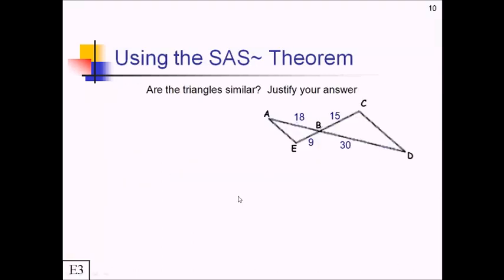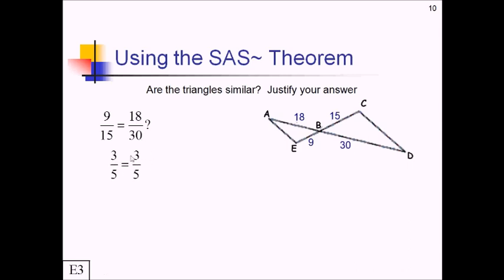Pause the video now and see if you can prove that these two triangles are similar. All right, let's see how you did. I'm going to start by showing that these sides are proportional to each other. So we can say 9 over 15, and again I have to do smaller side over smaller side here, equals 18 over 30. Let's see if that's true. 9/15 reduces to 3/5. 18 over 30, if you divide those by 6, also reduces to 3/5.